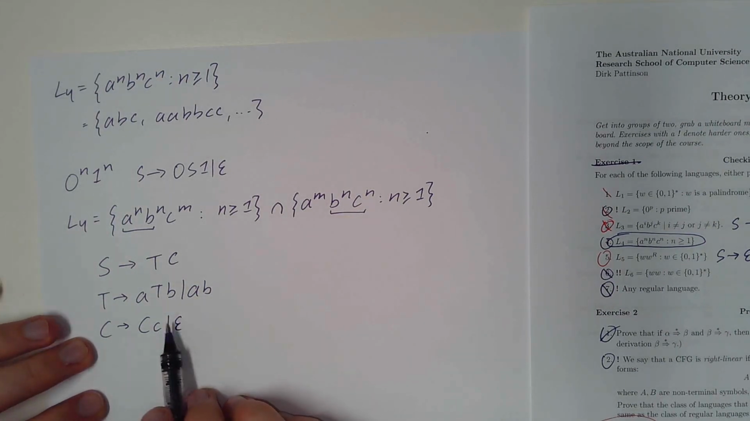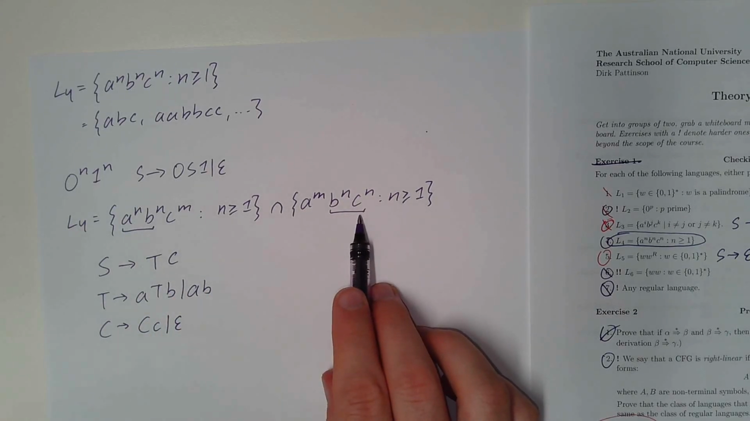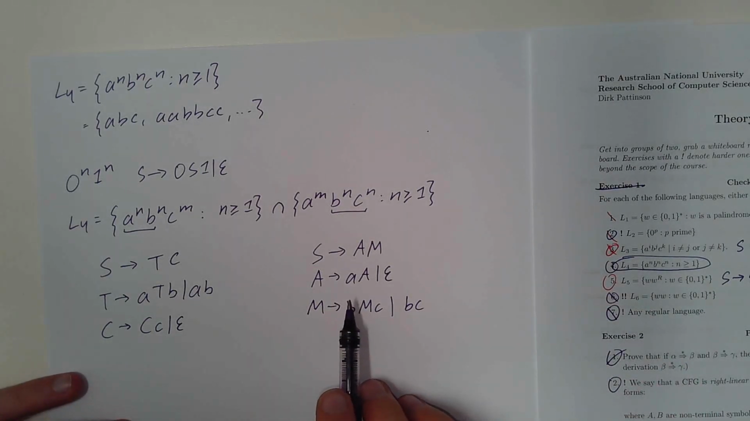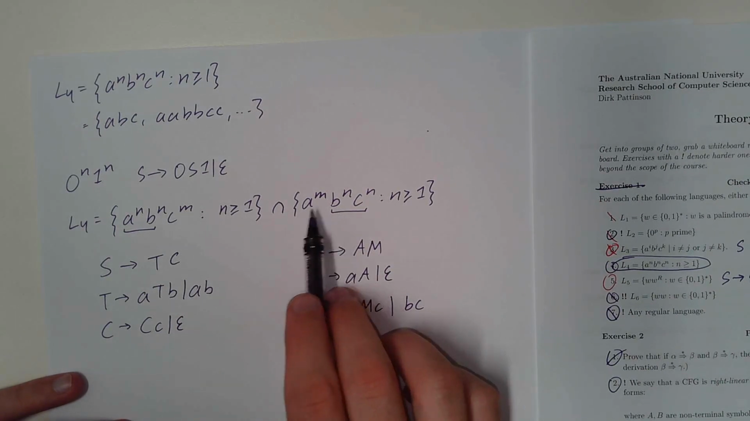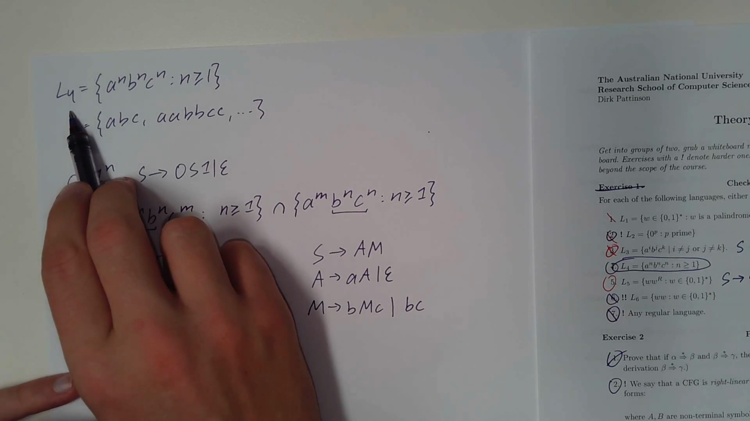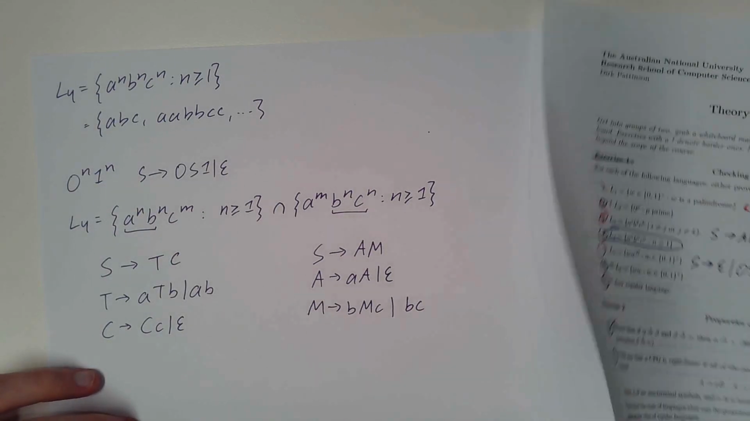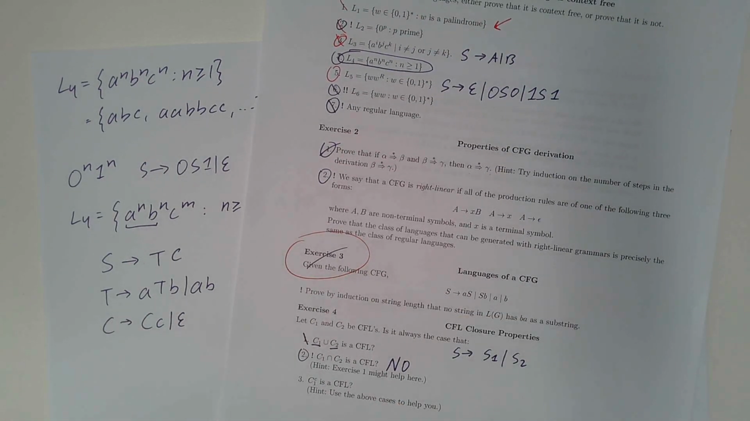Okay, so that's a CFG for this language here, and we can make another one for this language here in an analogous fashion. And so since we have CFGs for both of these languages, it indicates these two things are context-free, but their intersection is L4, which we already know from exercise 1 is not context-free. So the answer is no. Context-free languages are not closed under intersection.